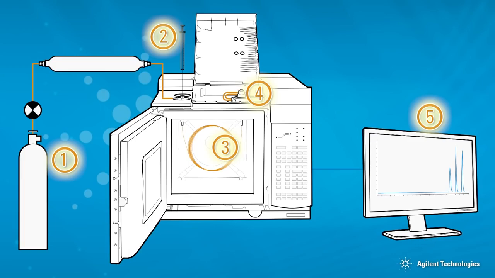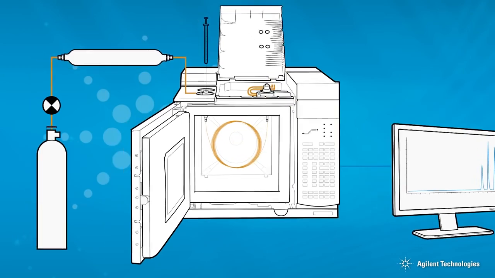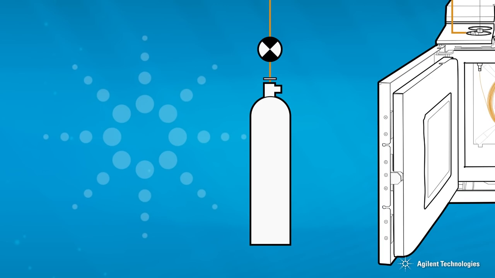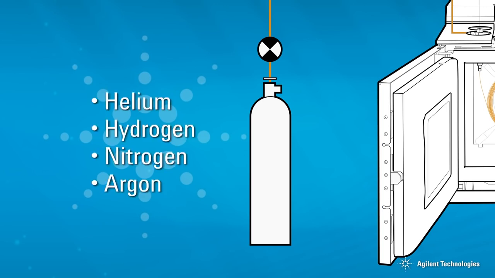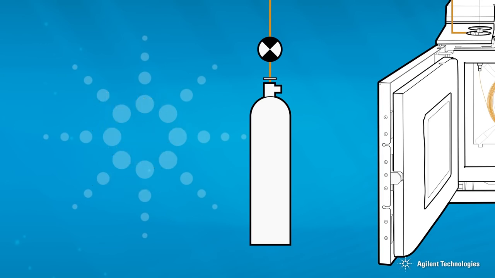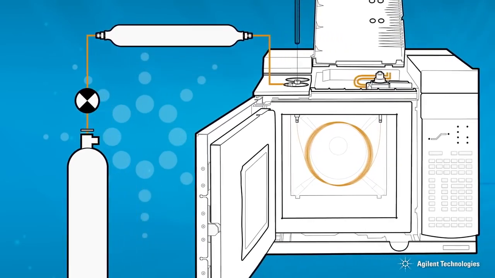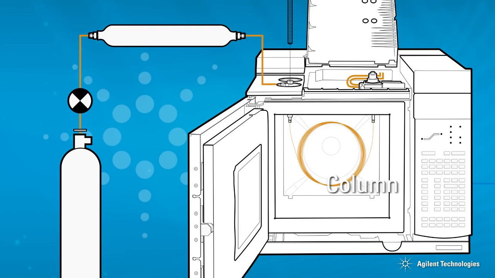There are 5 primary components to a GC system. Carrier gas, from a pressurized cylinder or a gas generator. Typical carrier gases are helium, hydrogen, with safety precautions, and nitrogen or argon. The gas must be very pure, greater than 99.9995%. The carrier gas carries the sample through a GC column, where it is separated into individual components of the sample mixture.